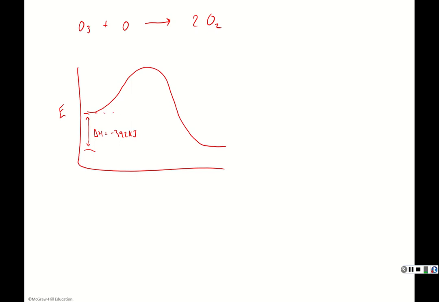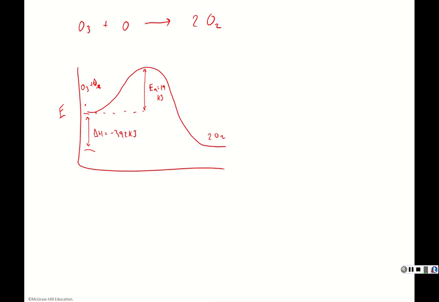And we're also told that the activation energy is 19. So if we draw a straight line out to where we start for the reactants, we know that this value is our activation energy, and that equals 19 kilojoules. So what do we have? At this point here, we have reactants. We have O3 plus O, not O2. And here we have 2 molecules of O2.